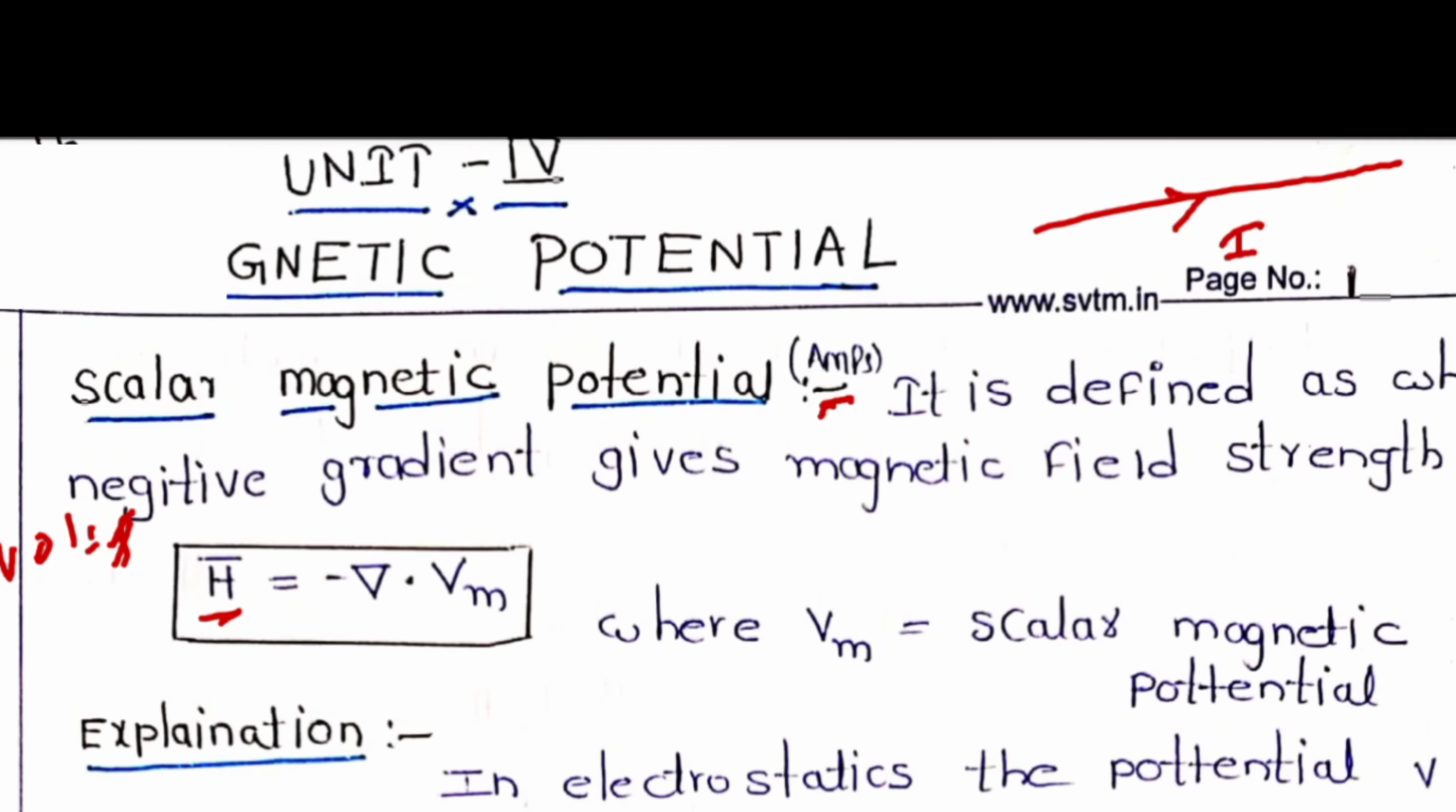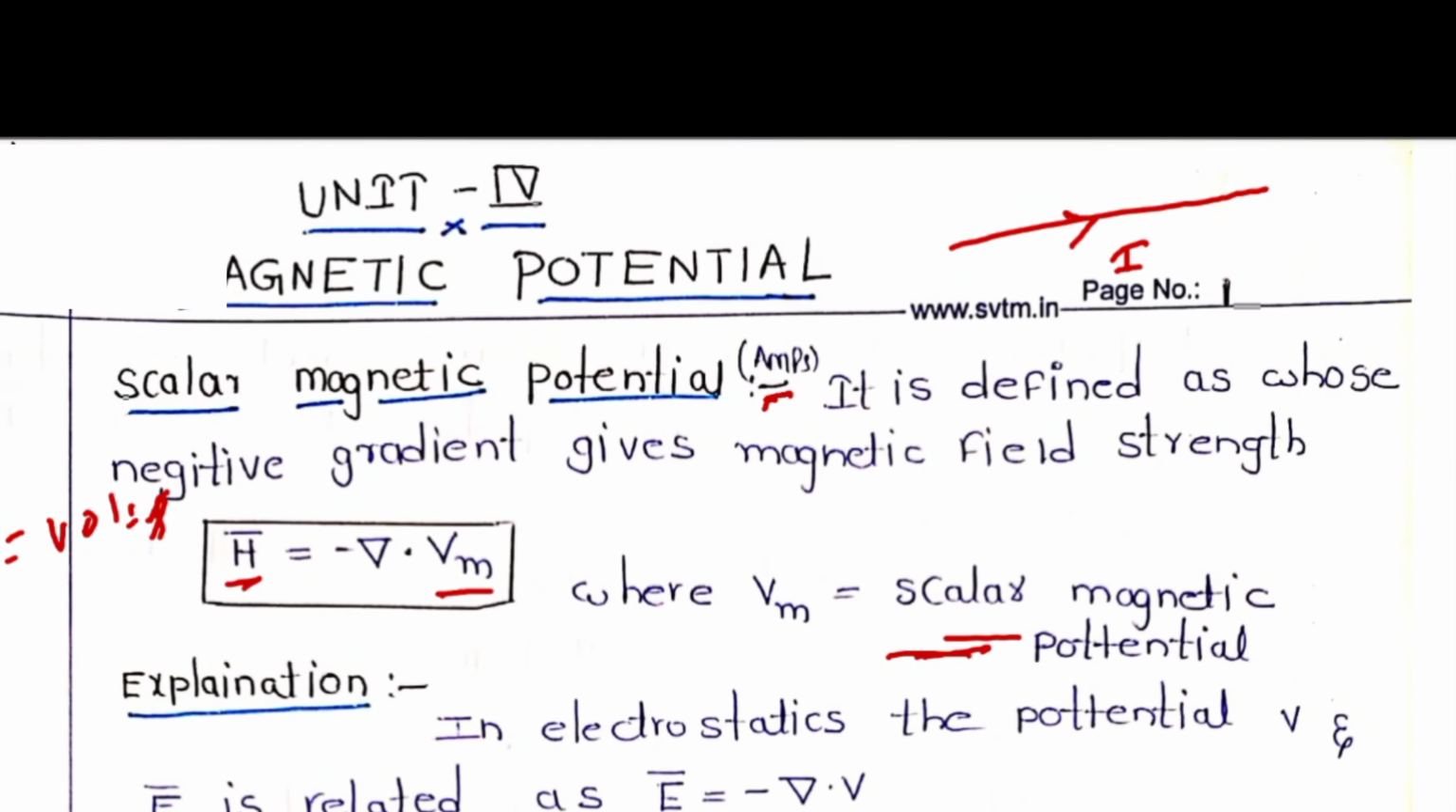Ampere is the main cause to produce the magnetic field. The current is the main cause. Hence, the quantity whose negative gradient gives the magnetic field strength, Vm, is called the scalar magnetic potential. That we have to remember.